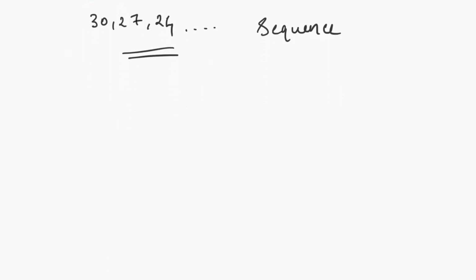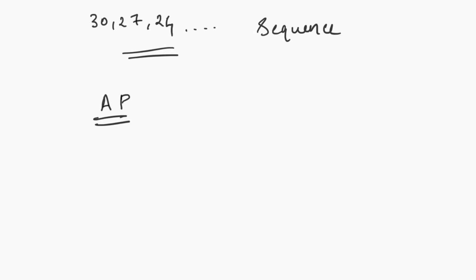Now let us see what is arithmetic progression. It's something related with sequence. So in order to know arithmetic progression, first we need to know what is a sequence. So now it's clear to you what is a sequence. Okay. Now let us see what is AP.